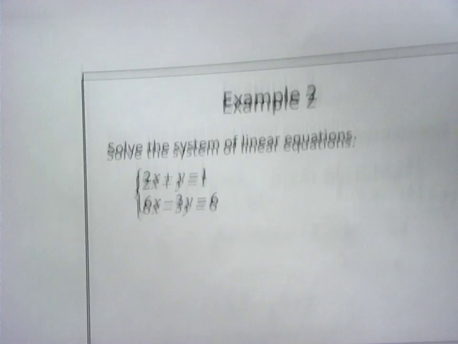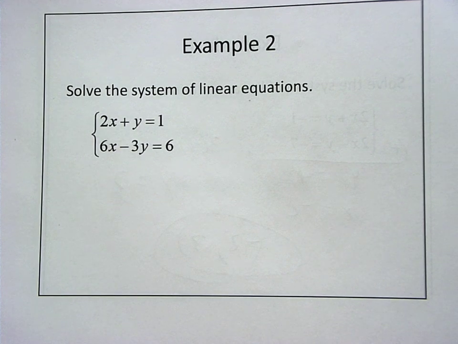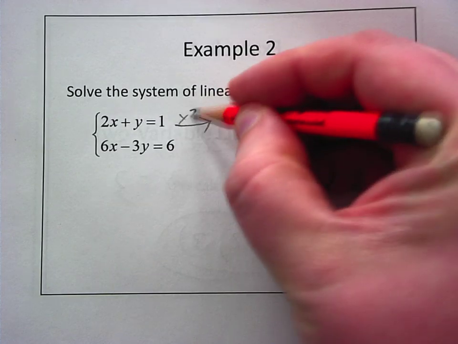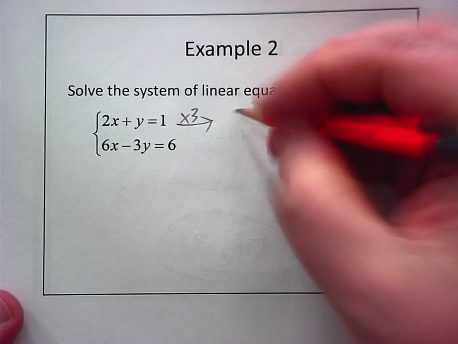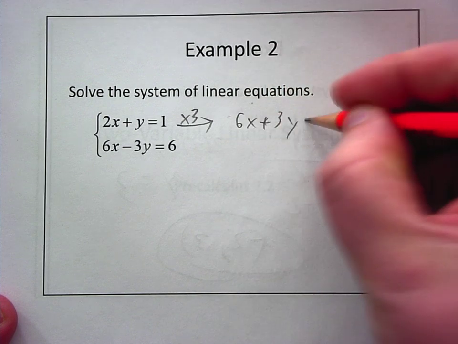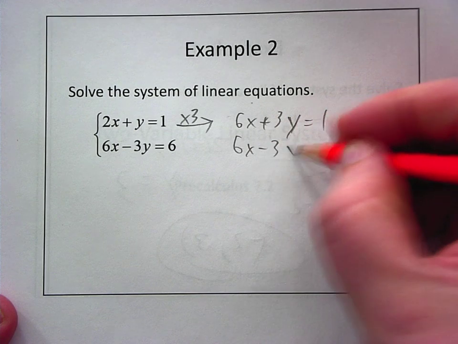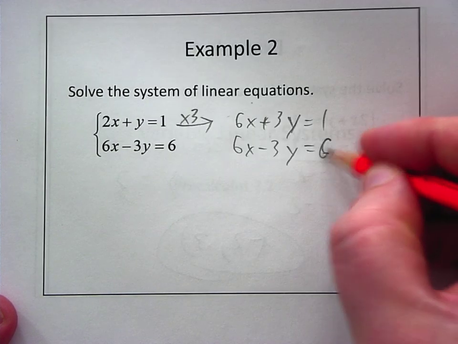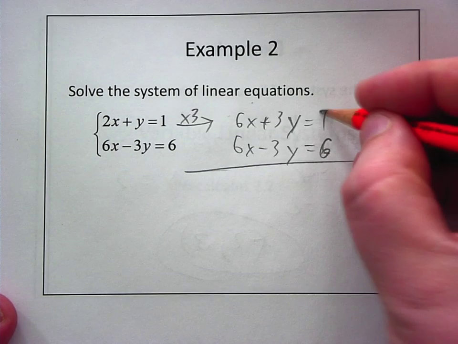What if I have this equation? Can I just add these together and get rid of anything? No, so what do I need to do first? If I multiply the top one by 3, and you can denote that however you want, one way is just using the arrow and saying what you're doing, you end up with 6x plus 3y is equal to 3. The bottom, I'm not going to change anything on.